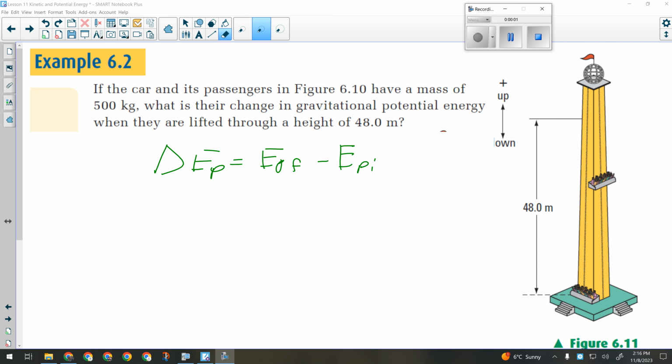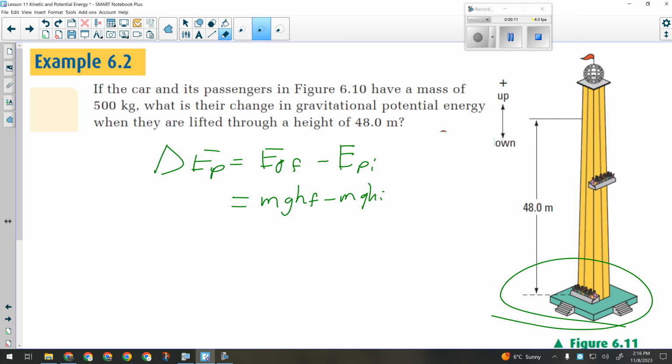Okay, so final minus initial, and then all we have to do is go m times g times h final minus m times g times h initial. In this situation, what's my initial height? 0. So what's my initial potential energy? 0. Okay, so all I have to do is that then, yeah? That's pretty straightforward.